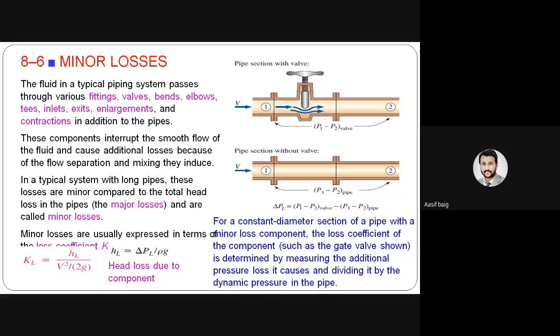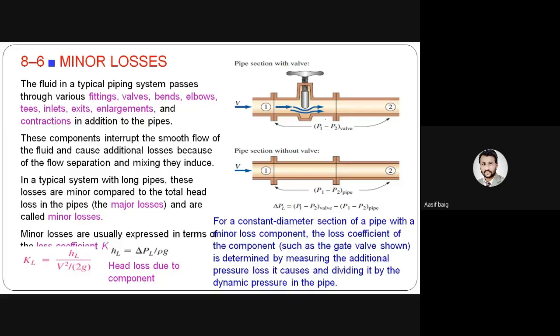Now we will see the minor losses. The fluid in a typical pipe system passes through various fittings, valves, bends, elbows, tees, inlets, exits, enlargements, and contractions in addition to the pipe. All these affect the losses. So one is the major loss, which is due to friction, and the minor losses are due to this type of fitting in the pipe.